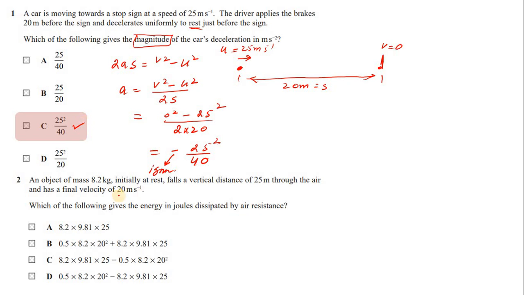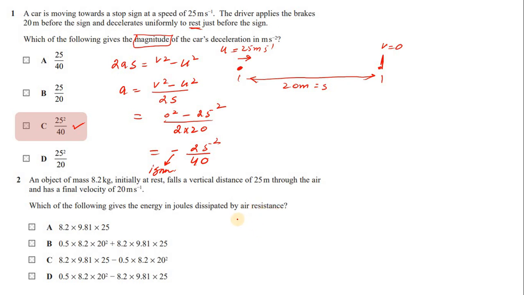Question number 2. An object of mass 8.2 kg initially at rest falls a vertical distance of 25 meters through the air and has a final velocity of 20 meters second inverse. Which of the following gives the energy in joules dissipated by the air resistance?